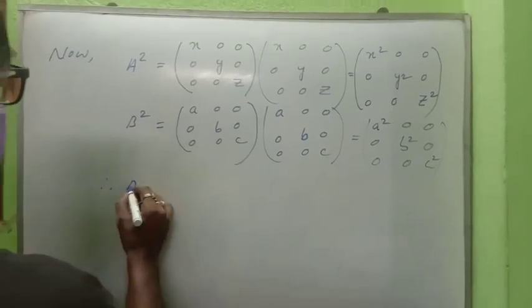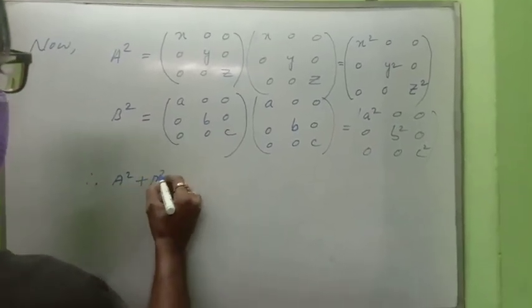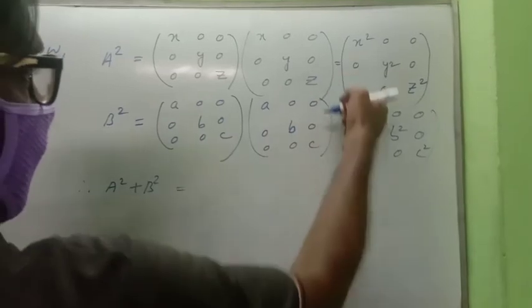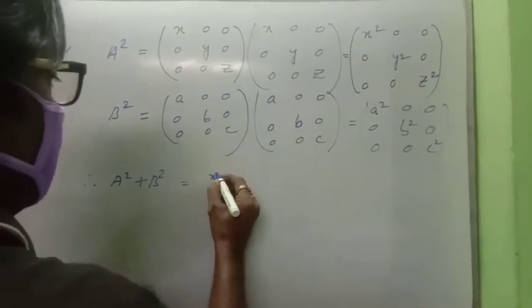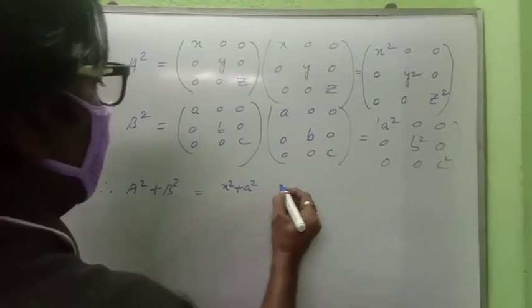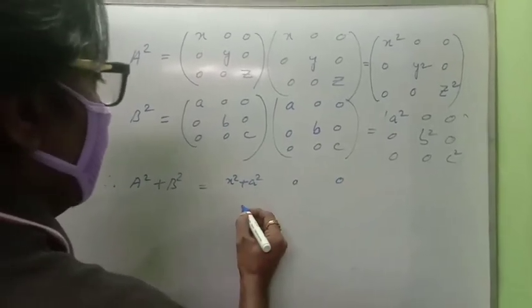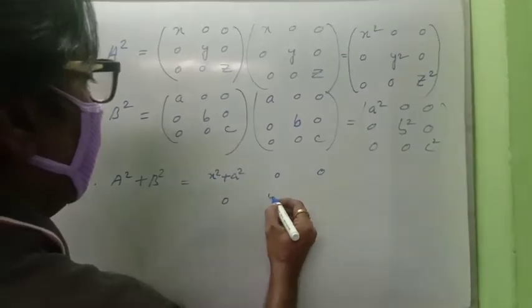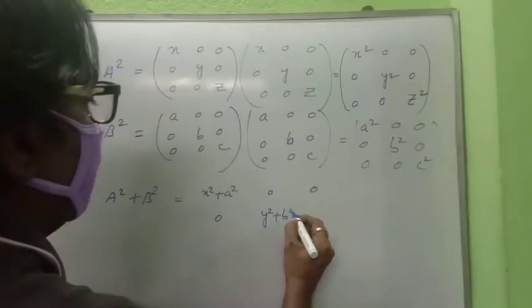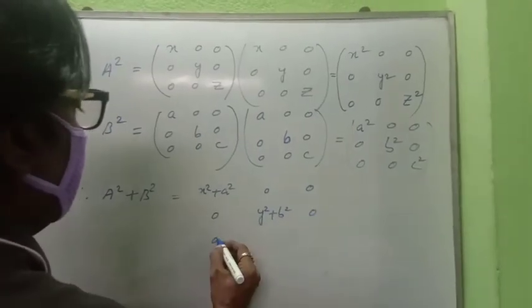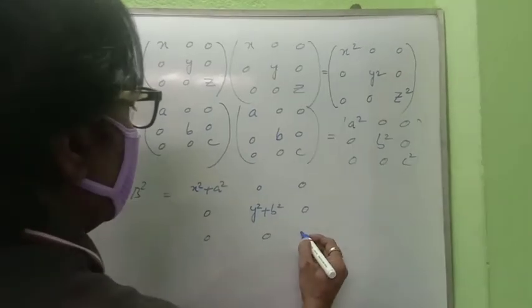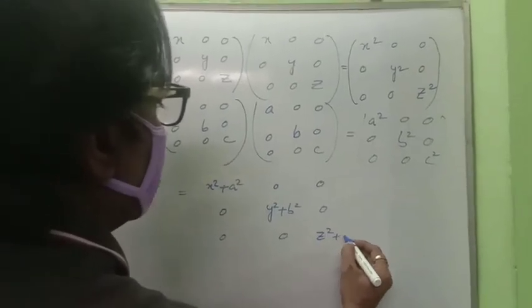Now if you add here a square plus b square, what will you get here? If I add here, it will get x square plus a square. Remaining part will be 0, like this. Same process here, I will get 0. Here I will get y square plus b square. Remaining part 0. Next here 0 0. This will be z square plus c square.